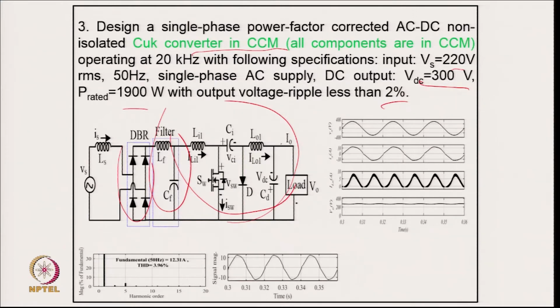So, after designing the components for the given specification, the model is developed, and these are the waveforms obtained for this system under rated conditions. This is the supply voltage, and this is the supply current; you can see the supply current is close to sinusoidal and in phase with the supply voltage, so there is no reactive power as well as harmonics. You can see here the input inductor current is also continuous, and the output voltage is regulated, and for this supply current the THD obtained is of the order of 3.97%.